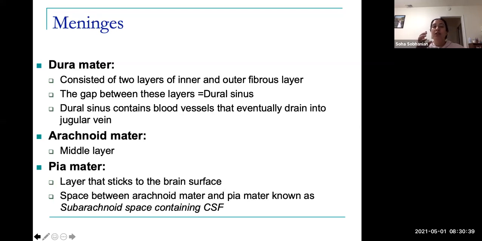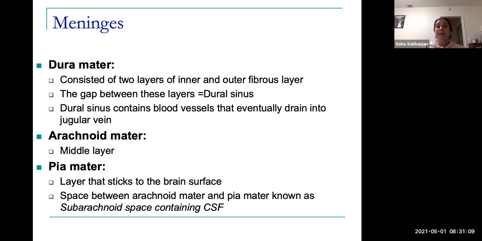So this gap, which is called the dural sinus, is extremely important because it contains what? Blood vessels that eventually drain into your jugular vein. So what does that mean? Basically, this is the part where all the blood vessels from the brain collect deoxygenated blood and eventually return it back towards your heart.